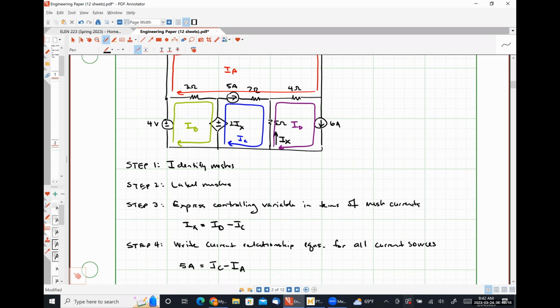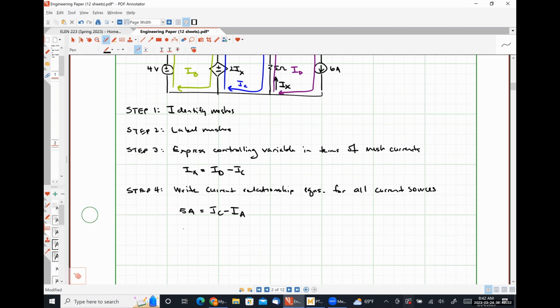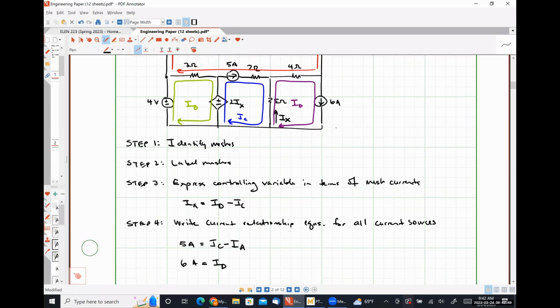So anytime we have an interior current source, a current source that's in the center of the circuit, really just not on the periphery of the circuit, we're going to express it as a difference in currents. And then we'll see for our 6 amp source, because it's on the edge, it's only going to be related to a single mesh current, just ID in this case. Two. Let me write that 2 better so that it's more clear. Thank you, Ian. Is that clearer? Okay.